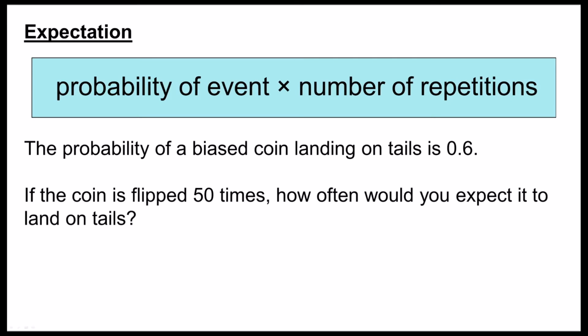So this next example says the probability of a biased coin landing on tails is 0.6. If the coin is flipped 50 times, how often would you expect it to land on tails? So to calculate this, I'd first take my probability, which is 0.6, and multiply it by the number of repetitions, which is 50. Using my calculator, I can see that that gives me an answer of 30. That means if I flip my coin 50 times, I'd expect it to land on tails 30 times in total.